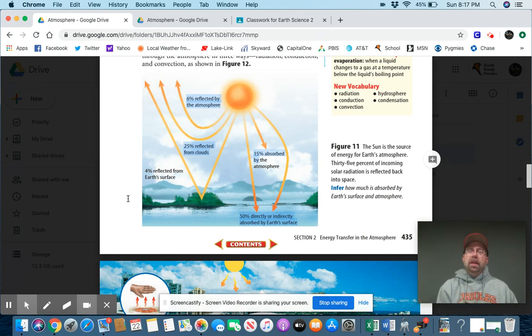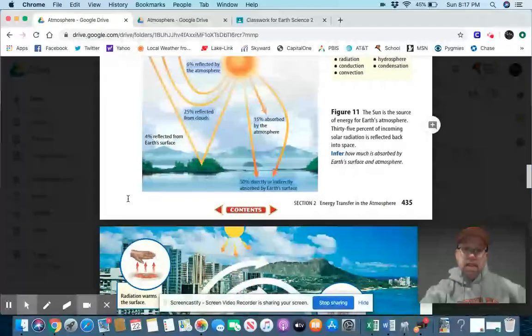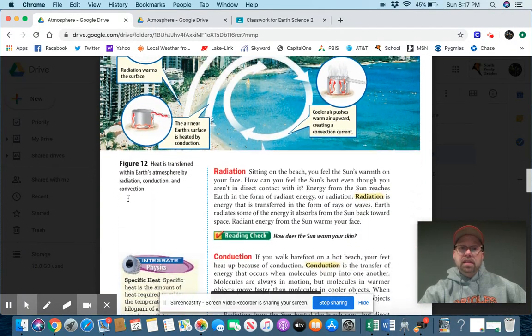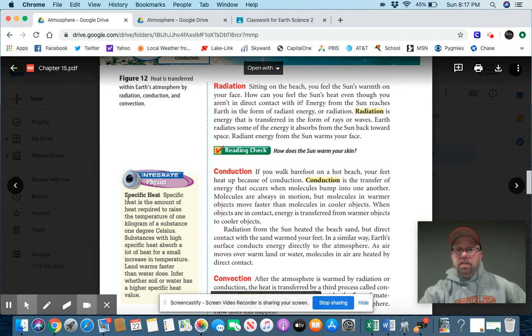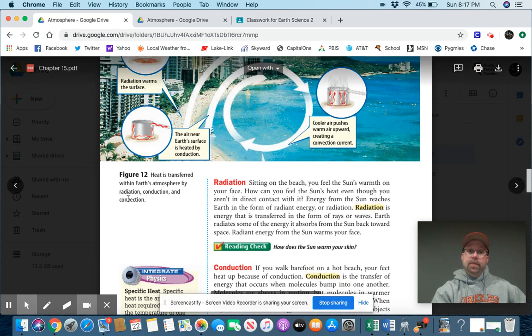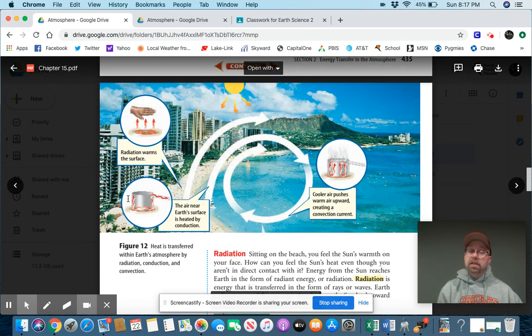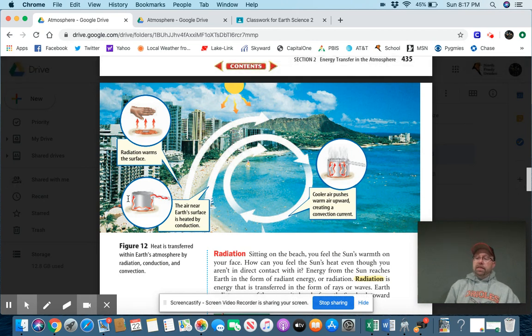Now, that energy that actually is absorbed here at the Earth's surface is transferred to other things in 3 different ways. And that's really the point of the lesson today. Those 3 things are right here on page 436: radiation, conduction, and convection. That's going to be the bulk of the rest of my video lesson today, the differences between those 3 things. You're familiar with at least 2 of them, and maybe all 3 of them.